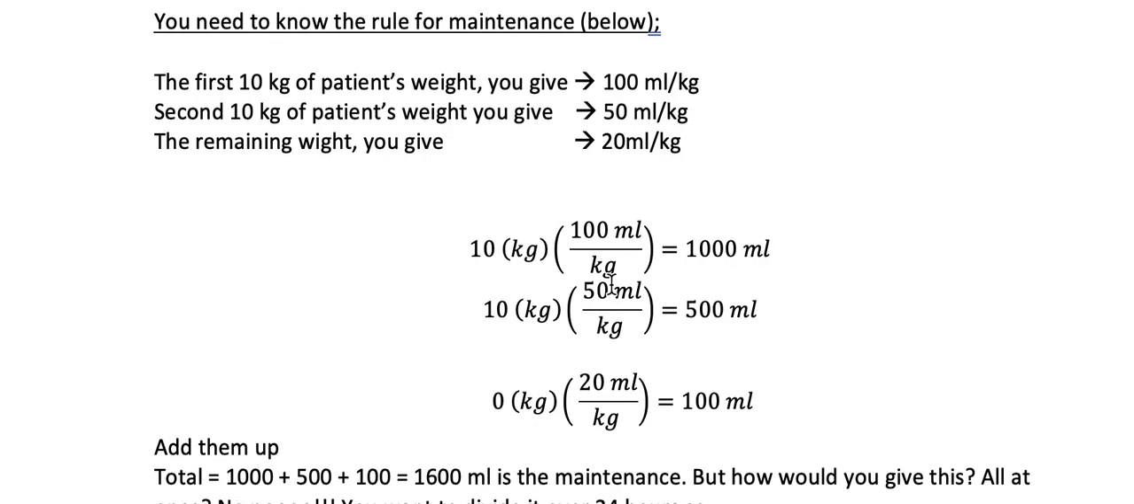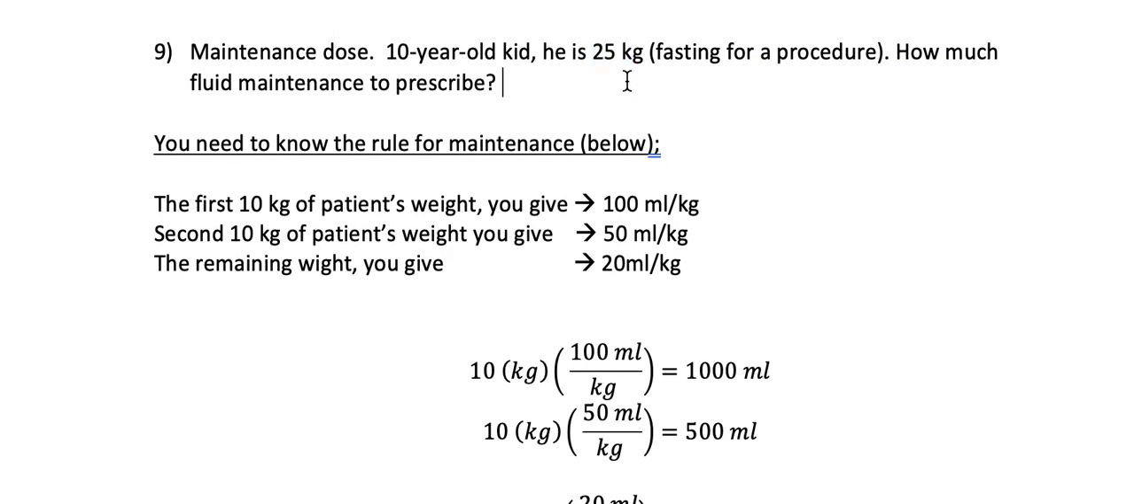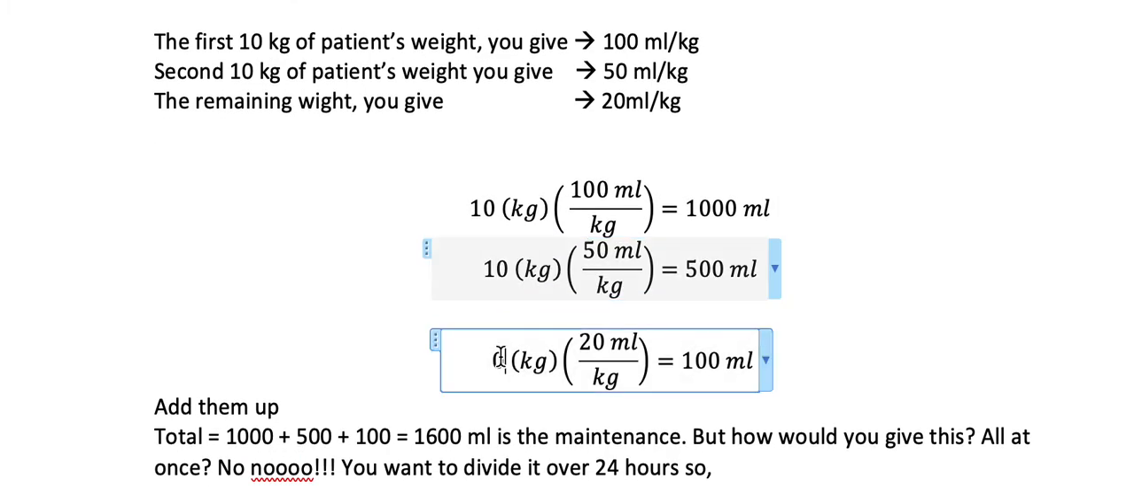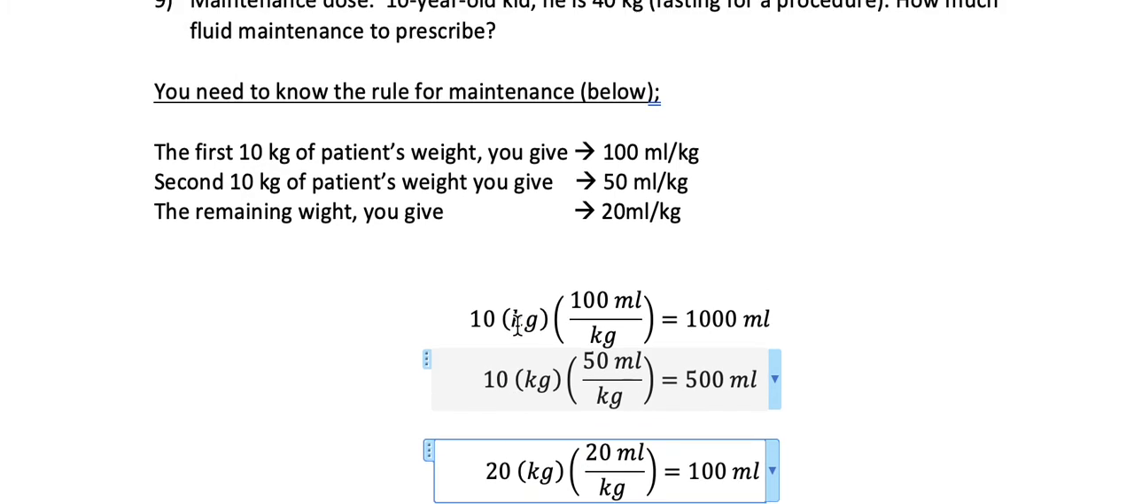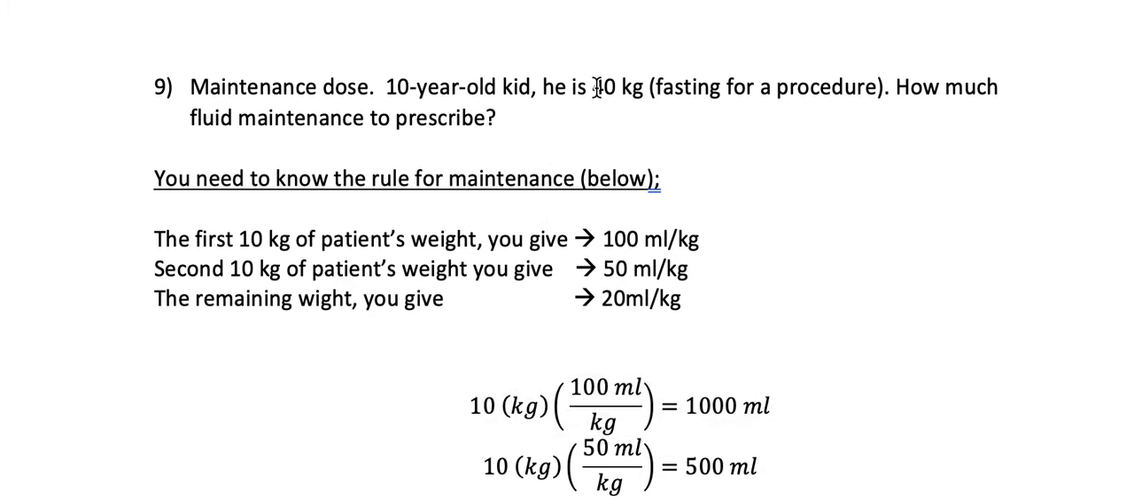If I told you he was, let's say, 40 kilograms, what would you do? This will still be 10, this will be 10. So 10 plus 10 is what? 20. So the remaining is another 20, right? Because he's 40 kilos. So 10 plus 10, 20, 30, 40. The sum of all of those should come down to the weight you have up here.